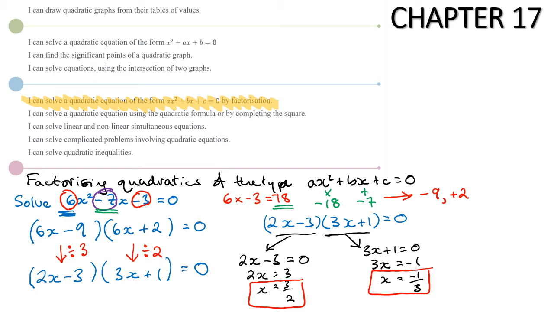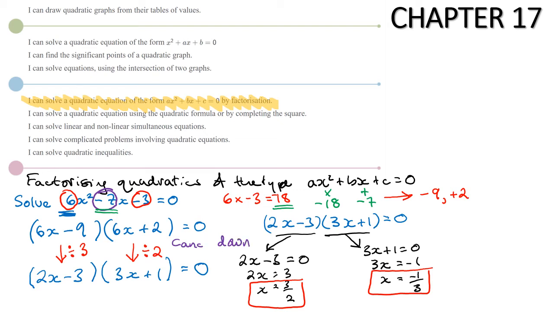So with this method, you multiply the first and last number, you find a number that multiplies to give you that new number you've just created and adds to give you the middle number. You put that number in the brackets along with whatever's at the front of the quadratic. In this case it was 6x. Then you see if you can cancel down. That was our cancelling down, or simplifying, step here.